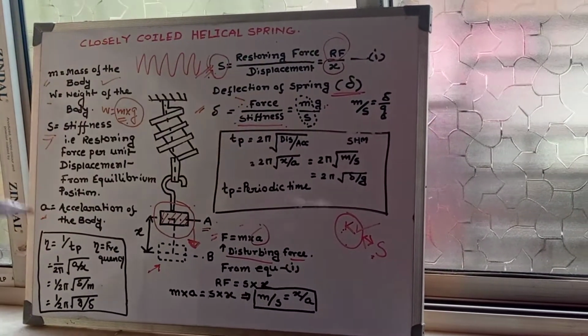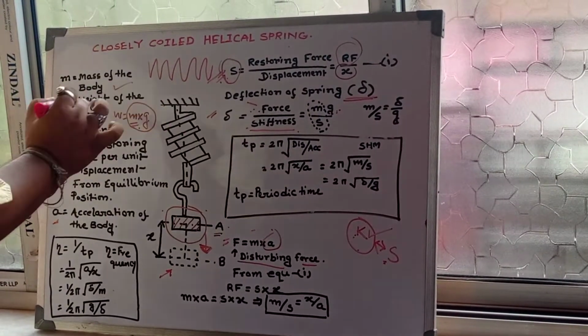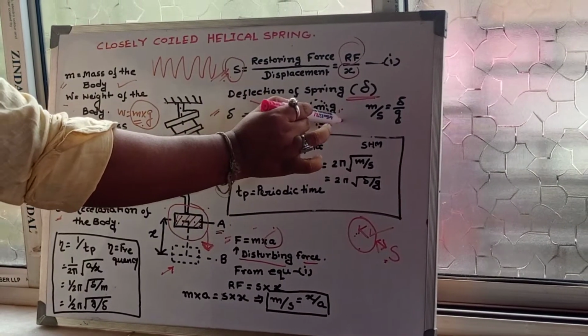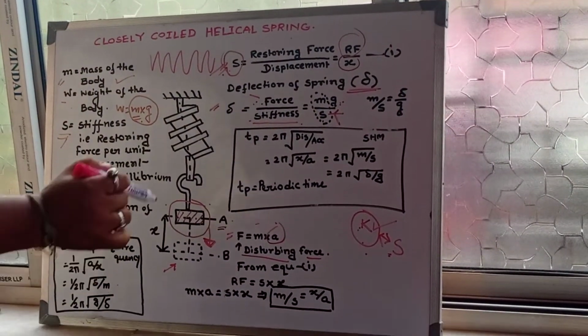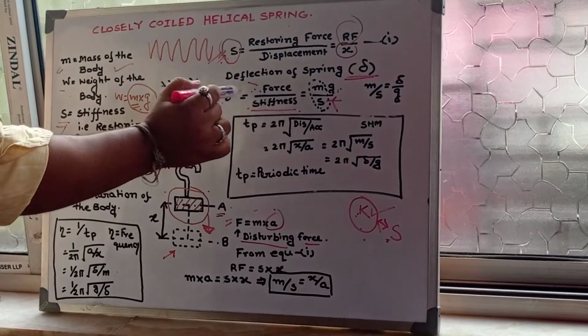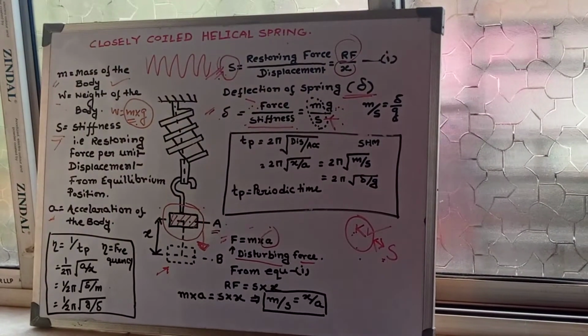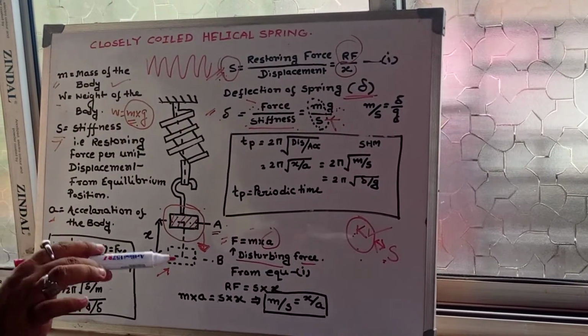Divided by stiffness, and we denoted stiffness as S. You can see it as S. And here also, explained, so you can see that del equal to mg by s. Del equal to mg by s.